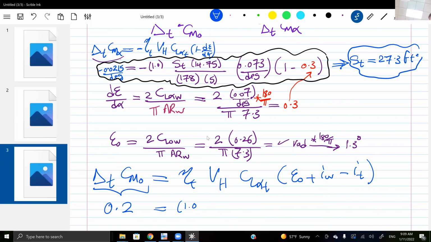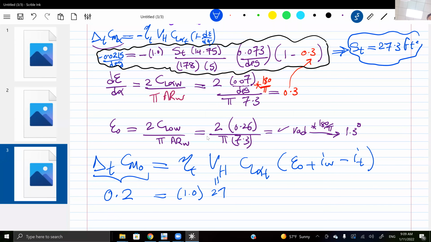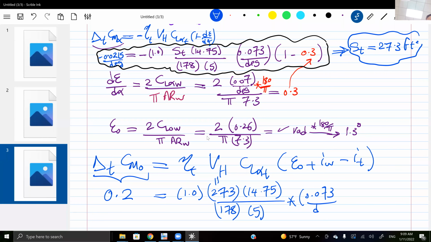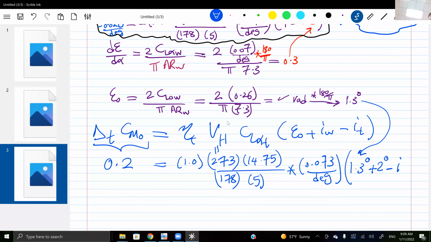Eta tail is given. VH is now ready because I got the S tail. Let's write it. So here is S tail, L tail, which is 14 point blah blah, area, C bar. CL alpha tail is 0.073 per degree, times epsilon naught. Luckily, I was preparing epsilon naught. Here is 1.3 degrees. I wing minus I tail. Let's see what is I wing. I wing is 2 degrees minus I tail.